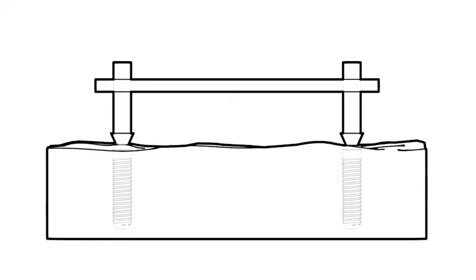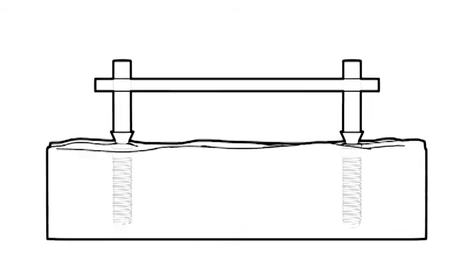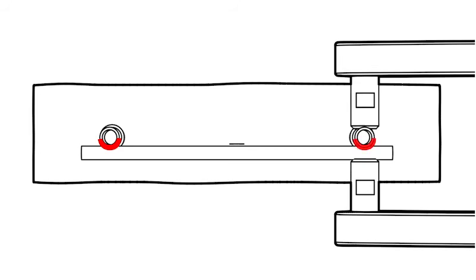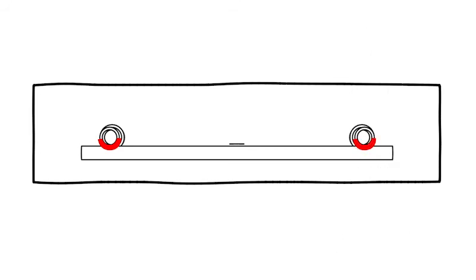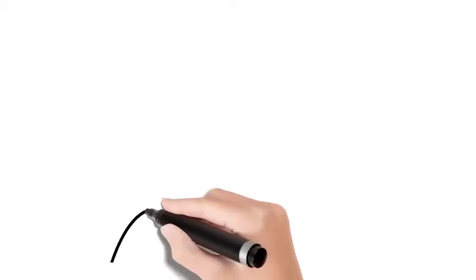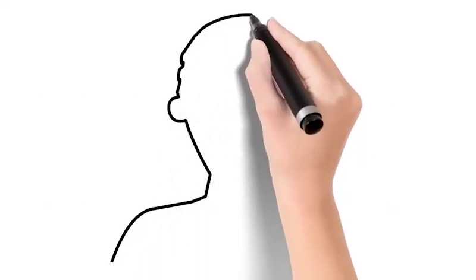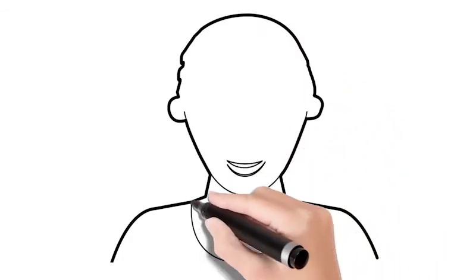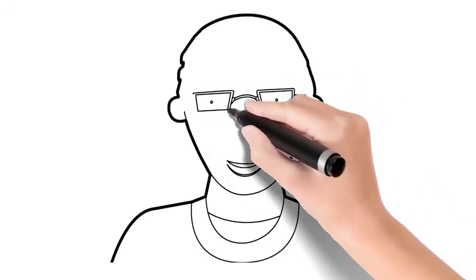How? By permanently connecting a titanium wire to the abutments through resistance spot welding. This titanium framework creates immediate reinforcement. The result? The prostheses are stable, minimizing the risk of breakages and implant movement, and simplifying the treatment process, creating better value for money. Intraoral welding is safe, simple, and comfortable while patients are in the chair, and they can walk home with a smile that won't move, break, or crack.